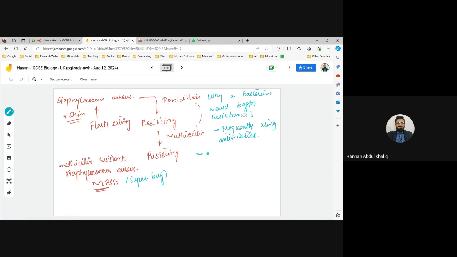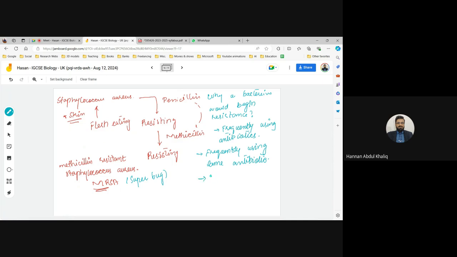Then frequently using a single antibiotic, the same antibiotic. Now that is another problem. If you are using the same antibiotic again and again and again, there are going to be severe consequences because they are going to resist it.